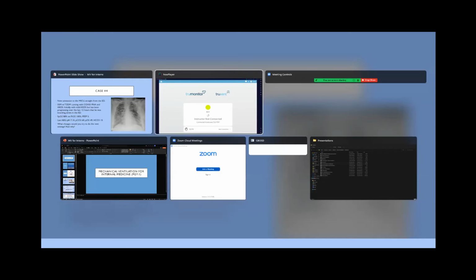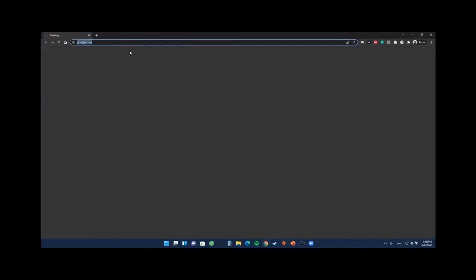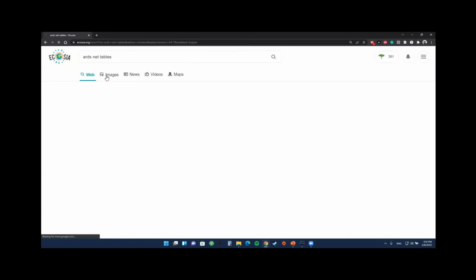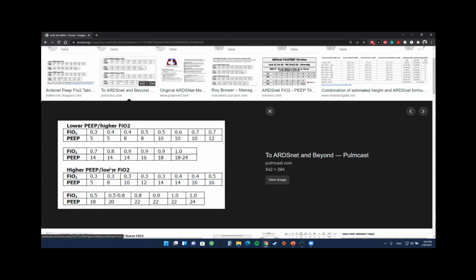One piece of advice I'll give all of you, in case you've never seen them, is to get familiar with the ARDSNet tables. These are at Mount Sinai West, on all the computers and all the ventilators, and I'm sure you've seen them over and over. All of these tables have the objective of giving you an idea of what the PEEP should be if the patient's FiO2 is very high. Most of the time here in our ICUs, we do a lower PEEP, higher FiO2 strategy.